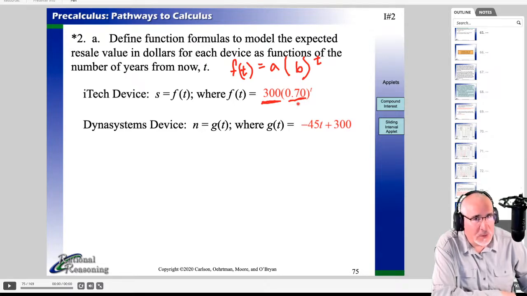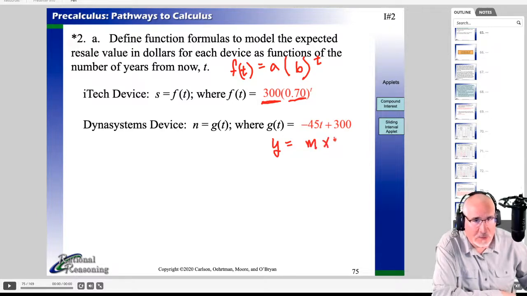So if it's below 100%, in this case 70%, then it is a decrease. If it's above 100%, then we're increasing. Okay. And then we compare that to linear, which are functions such as y equals mx plus b. Notice the difference in the b. In this case, m is our rate of change.